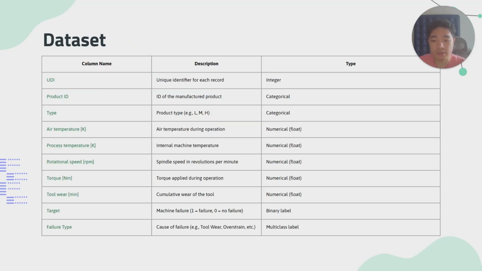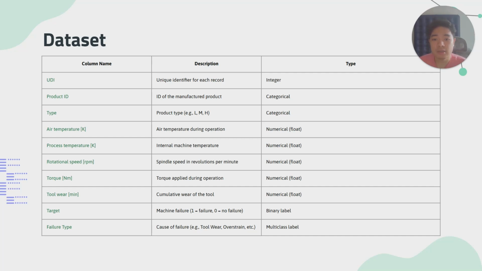So here's our dataset. Each row represents a single machine cycle capturing both sensor readings and failure outcomes. For the columns, we have the UDI, which is the unique identifier for each record, the product ID, which shows which product is being manufactured, the type, which refers to the product type labeled as L, M, or H, the air temperature and process temperature, which are measured in Kelvin, and give the environmental and internal machine conditions.